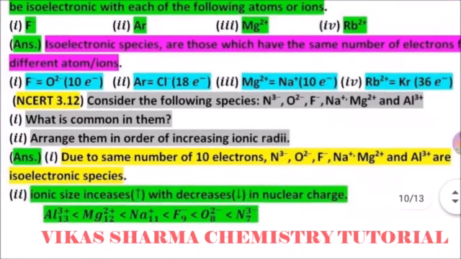So the ion which has a lower effective nuclear charge has the greatest size in the ionic condition.